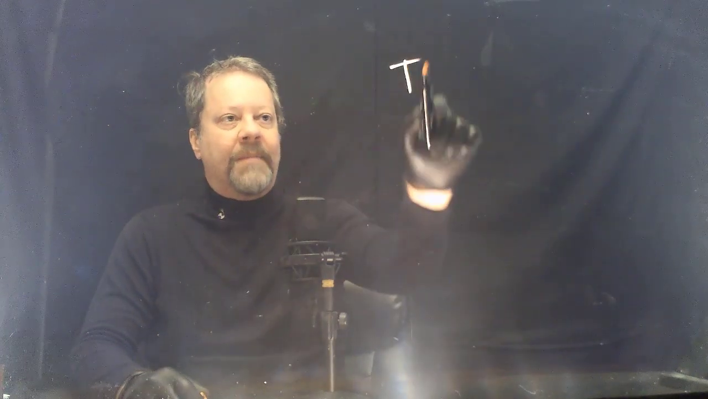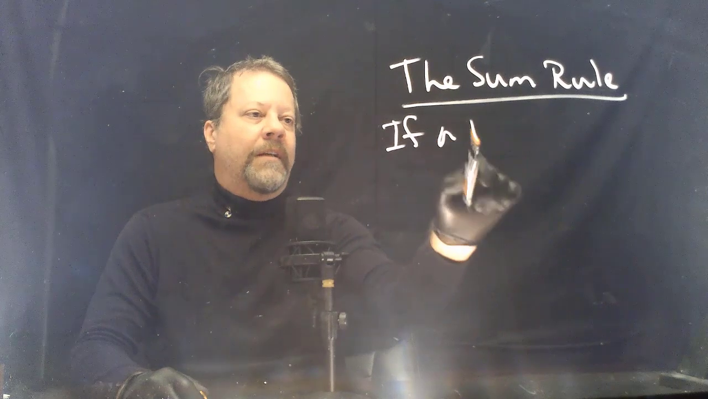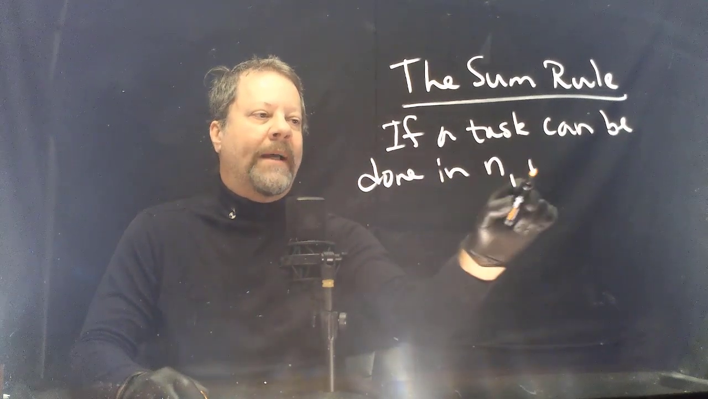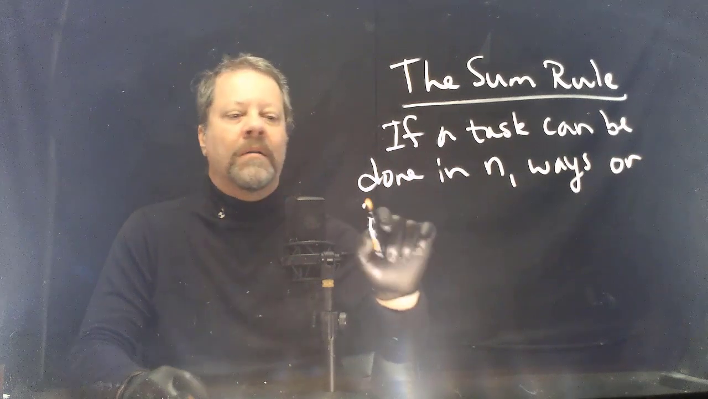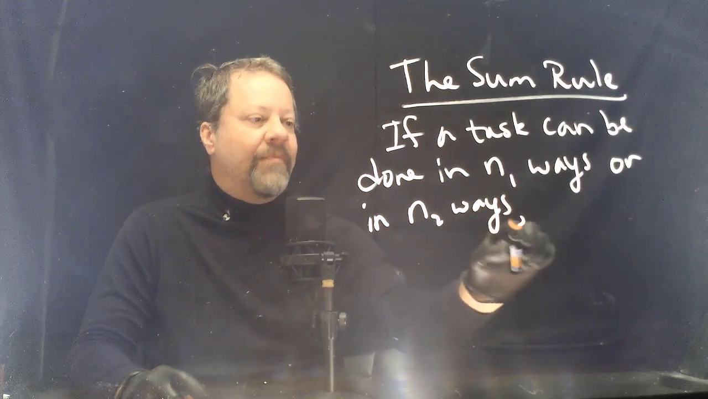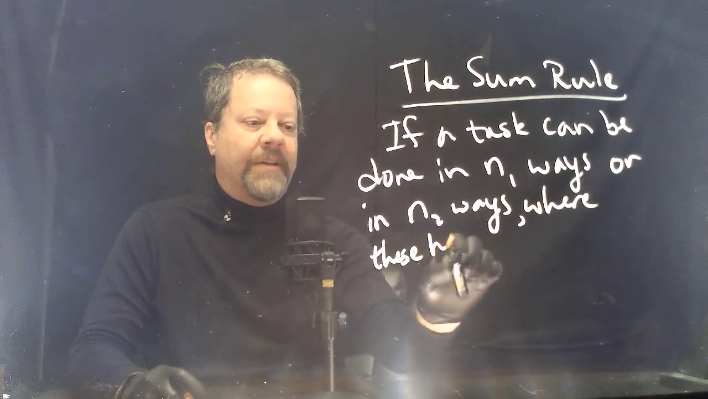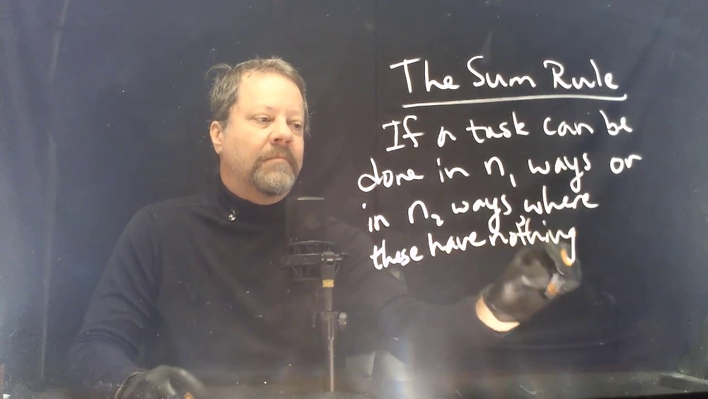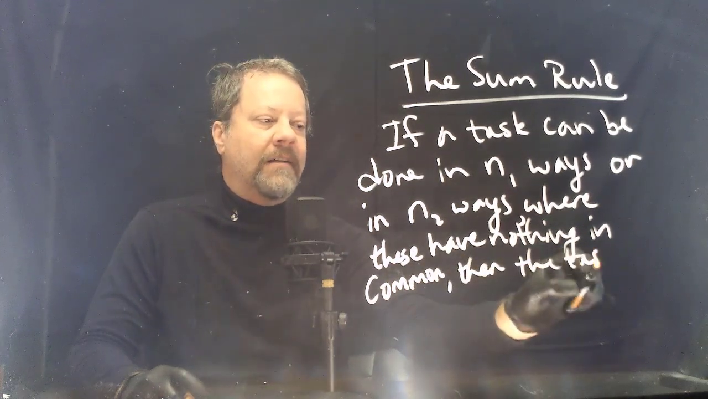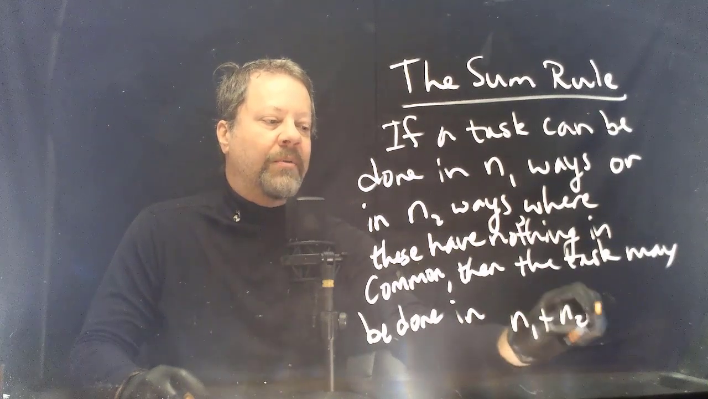We next describe something called the sum rule. If a task can be done in n1 ways or in n2 ways, suppose there are two categories of ways of accomplishing a particular task, where these have nothing in common, then the task may be done in n1 plus n2 ways.